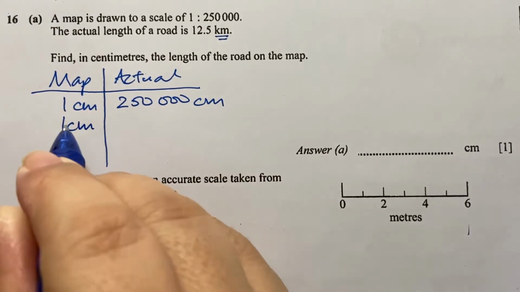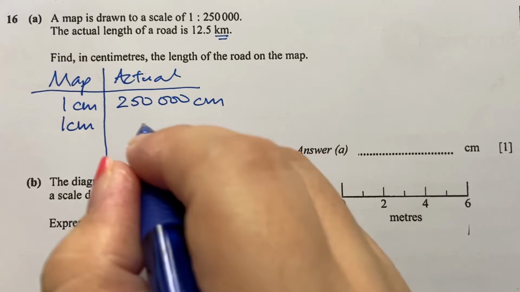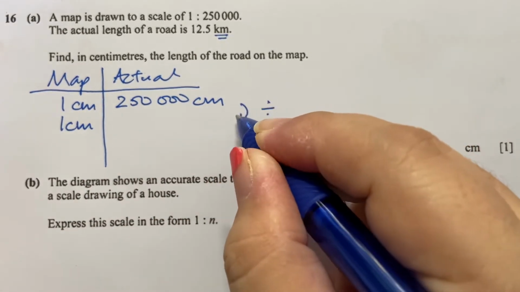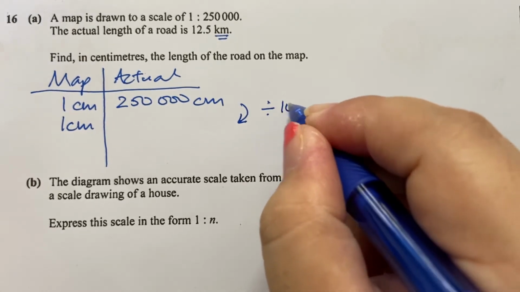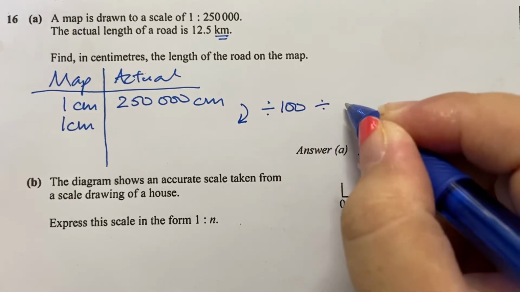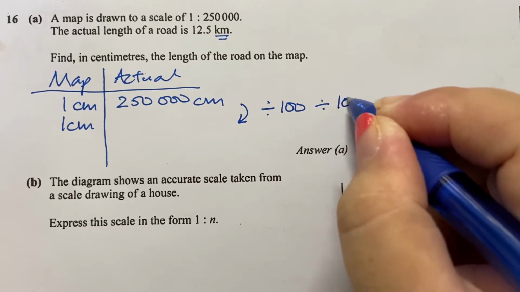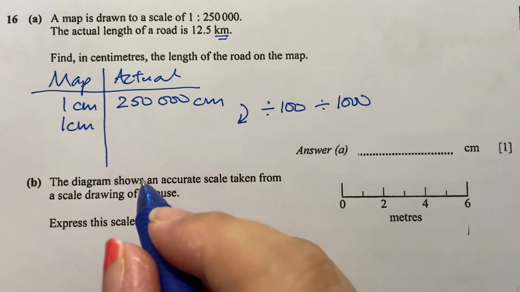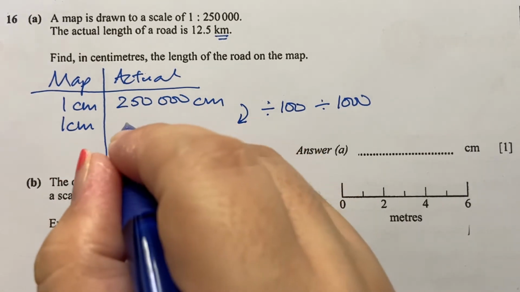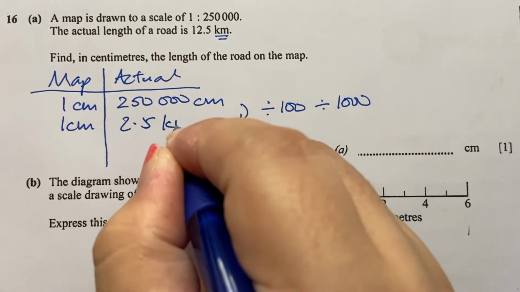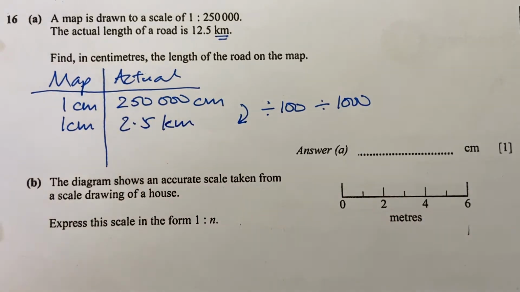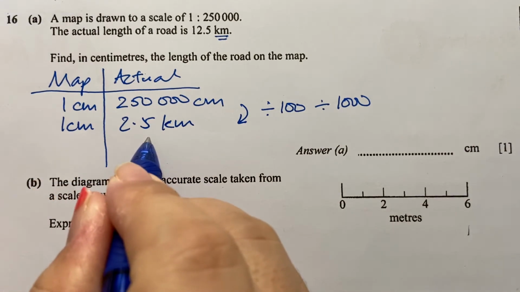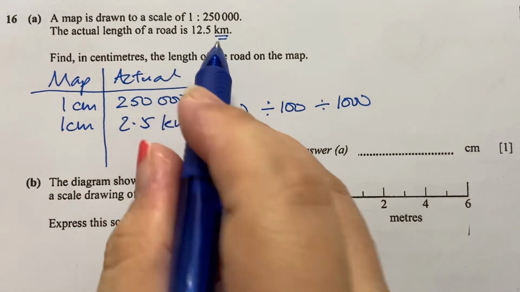So the equivalent of 1 cm to km, it will be divided by, first you need to convert this to your meters, which is 100, and then further divide by meters to km, which is 1,000. So you need to divide by 5 zeros. So this one 1 cm would be the same as 2.5 km. Okay, you take your calculator and you press. Once you have this equivalent, you can therefore find out what is 12.5 km.